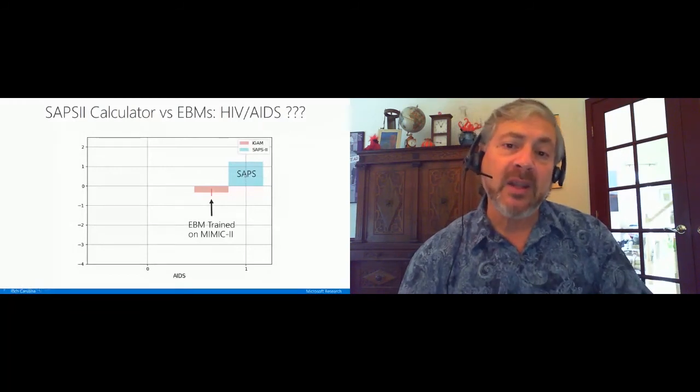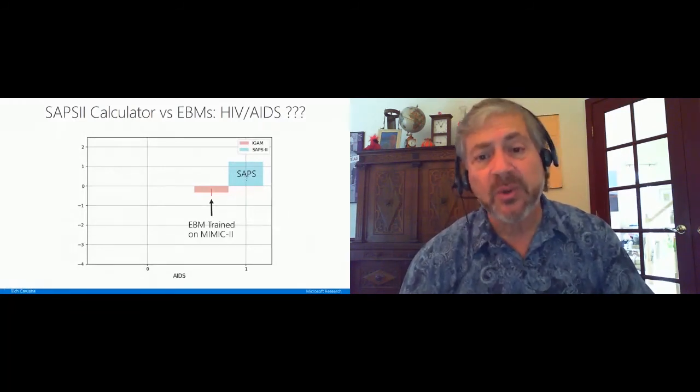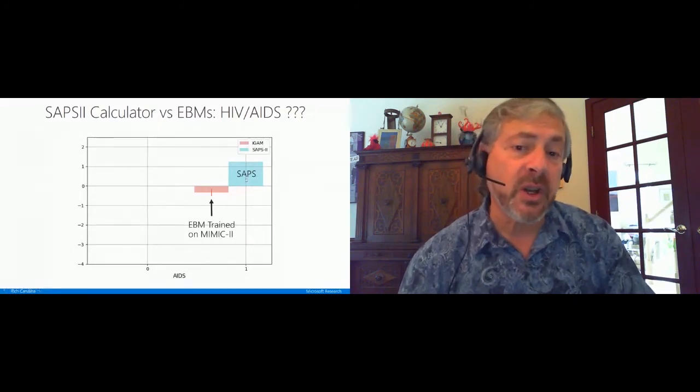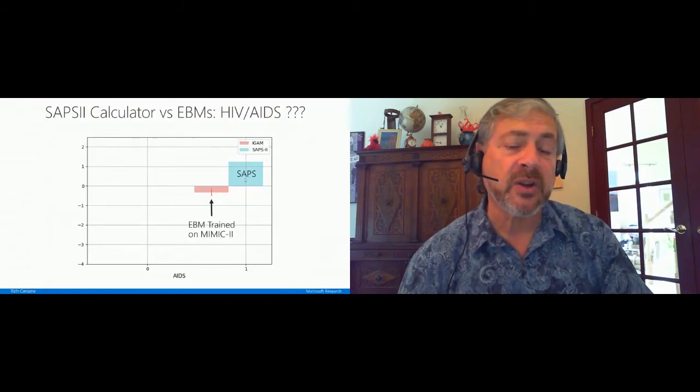And back then, AIDS was the kiss of death. It was a terminal illness. We didn't have any treatments for it. And if you were in the ICU, there's a good chance you were in a terminal phase of HIV.